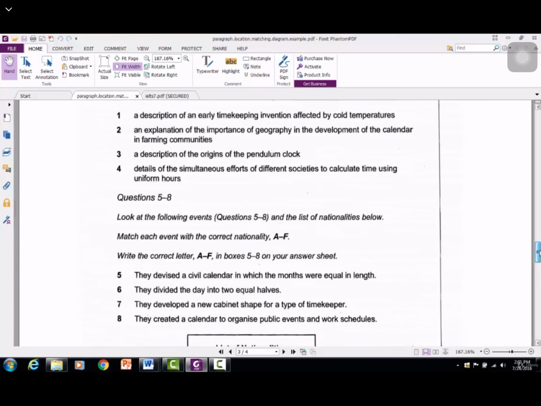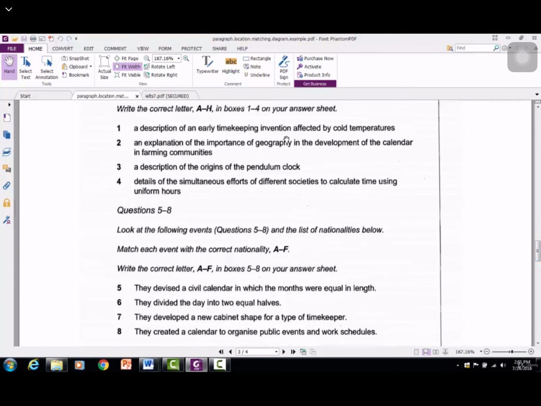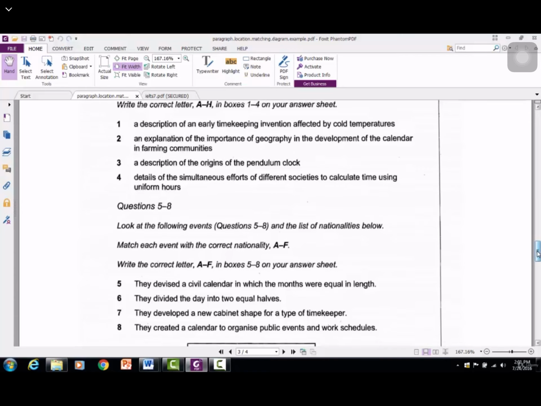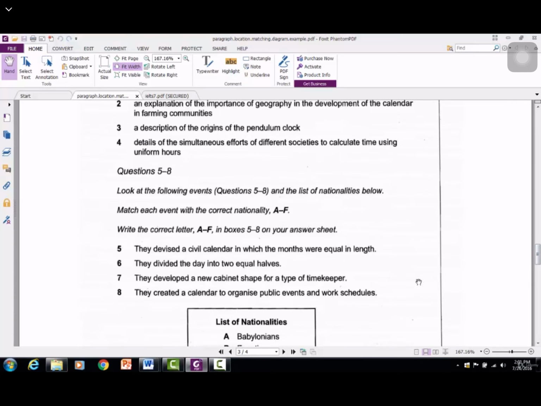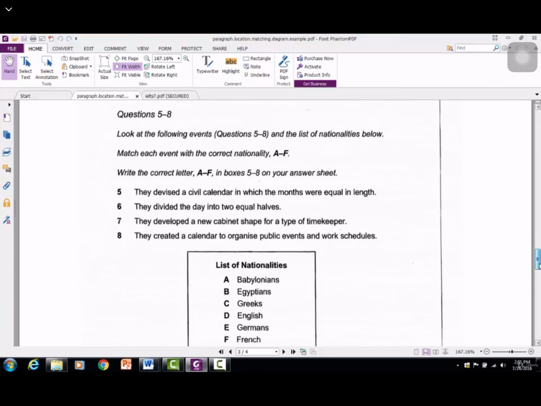Right, now I'm still keeping in mind my keywords for the paragraph location. I still have those in my mind. Geography, farming, calendar, cold temperatures, early timekeeping invention, and uniform hours, simultaneous efforts. I still have those in my mind. Okay. Next, I'm looking at the Greeks.